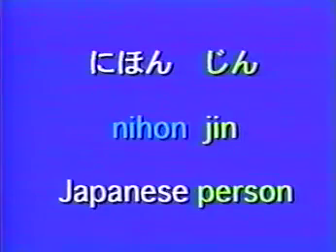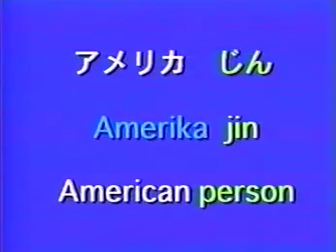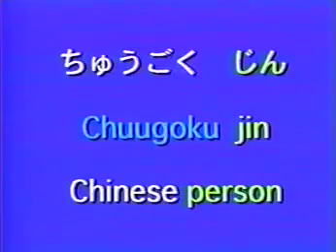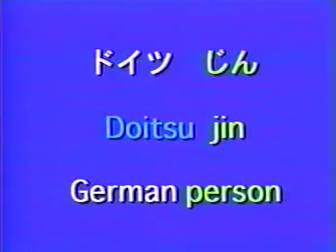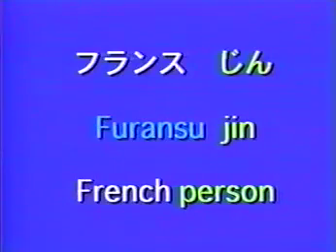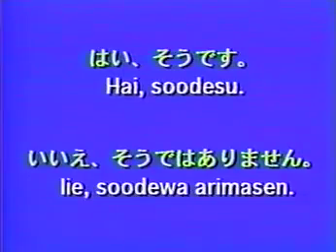we talked about how we talk about nationality, and jin is added to the name of a country to make a person or people in that country. Nihonjin is Japanese person. Amerikajin is American person. Chugokujin is Chinese person. Doitsujin is German person. Francejin is French person. And if you are asked, when the answer is yes, you would say, はい、そうです. If you are not, say, いいえ、そうではありません. Now, I will ask you again.